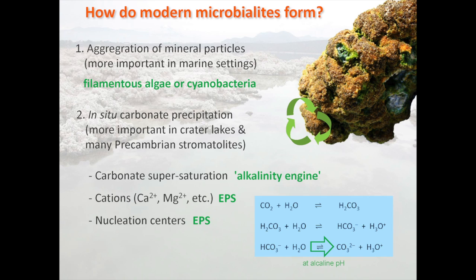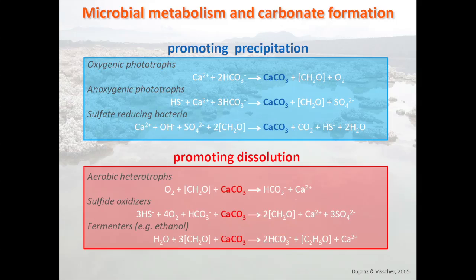And biology can also cooperate to increase the local carbonate concentration, because some types of microbial metabolisms will increase the pH. The metabolic activity of some microorganisms, for instance those that are fixing carbon, will deviate the dissolution equilibrium of CO2 towards carbonate. So this is what people call an alkalinity engine, and there are several types of metabolisms that are conducive to this alkalinity engine and then promote precipitation of carbonate. This is oxygenic photosynthesis, anoxygenic photosynthesis, but also sulfate reduction.